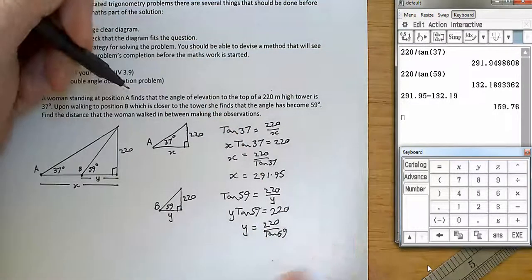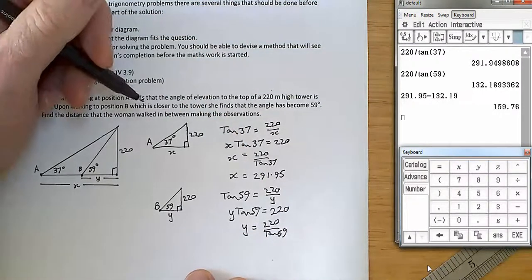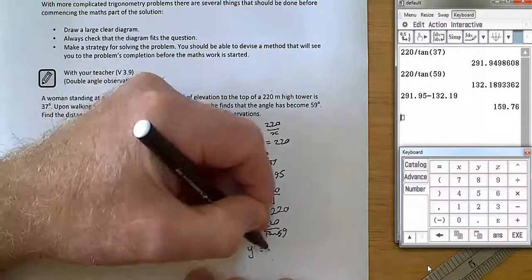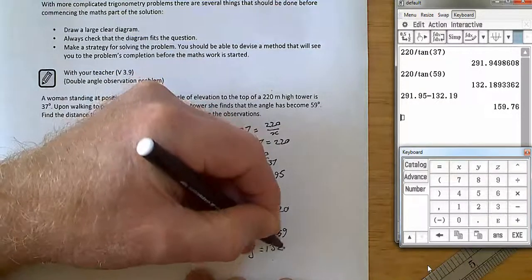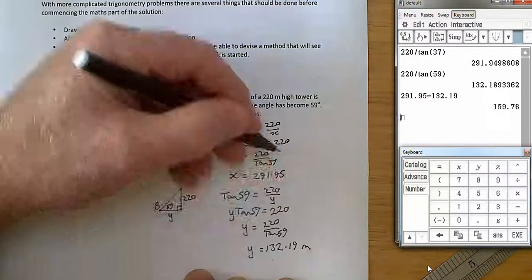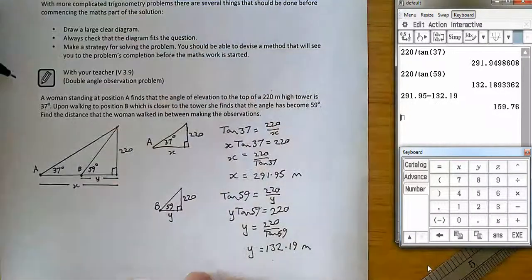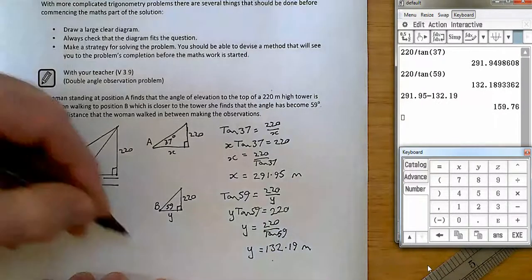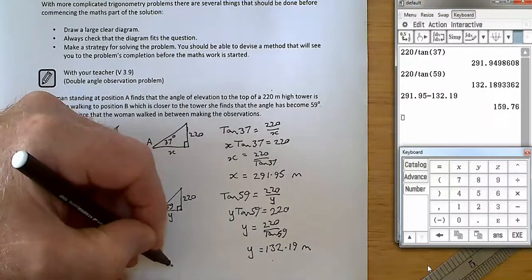And now you can do that on your calculator. I've done it beforehand. So y is equal to 132.19 metres. Okay, so we've worked out distance x. We've worked out distance y. Now we can work out that distance AB. Distance AB is just the difference between the two.